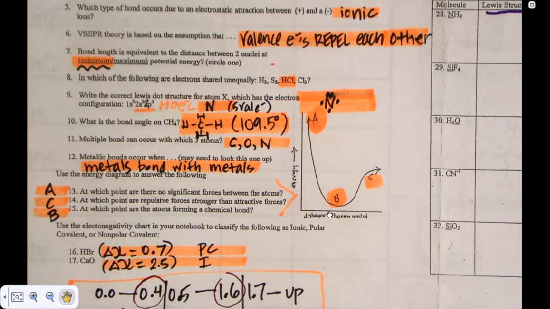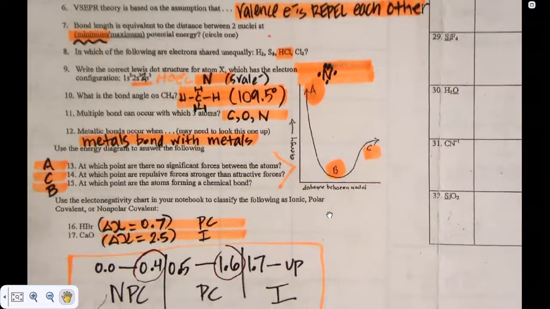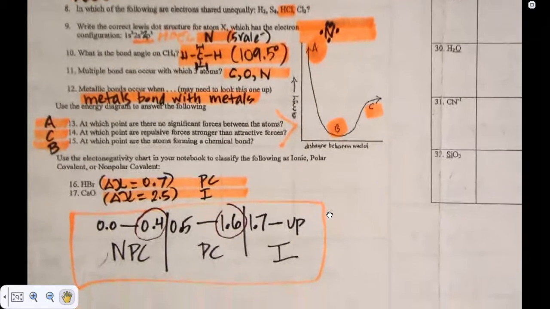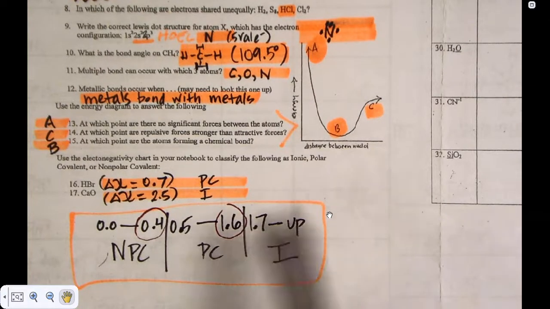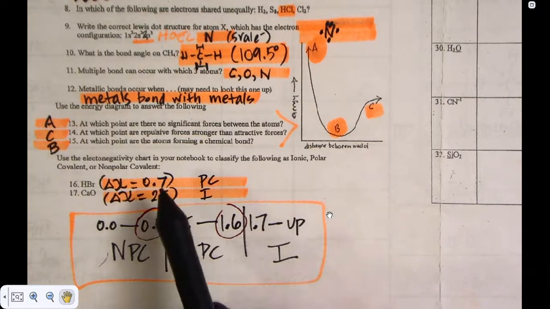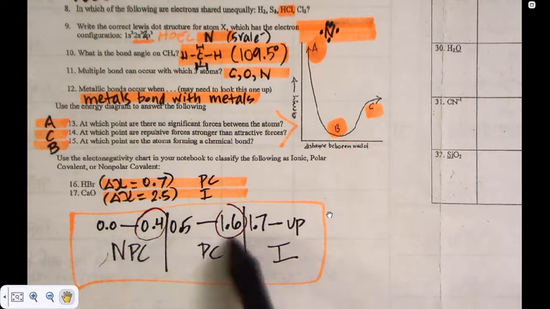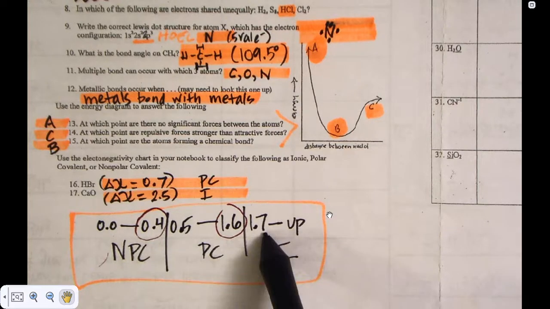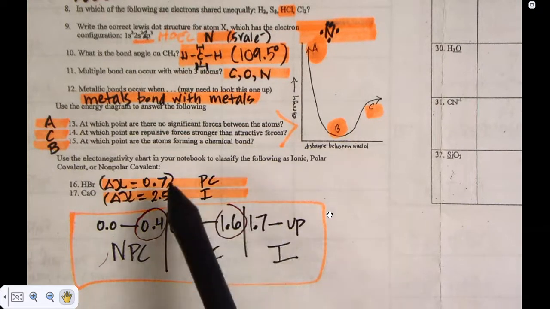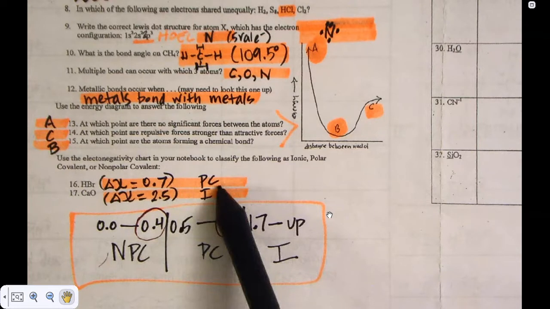You also need to be able to use your electronegativity chart to classify the bond type as to whether it's ionic, polar covalent, or nonpolar covalent. So remember, I will supply you with the actual values for electronegativities, but you need to know the ranges here that I have. 16, you should have gotten 0.7, and that's polar covalent.